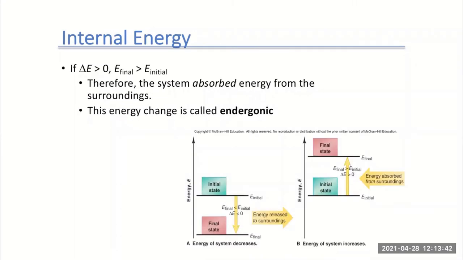So when we think about this energy, it can go two ways. It can go from the system to the surroundings, or from the surroundings to the system. So if my initial state, E initial, is lower in energy than E final, the system has to absorb energy from its surroundings. So it's going to take in energy from the surroundings to go from the initial state to the final. And that's an endergonic process.